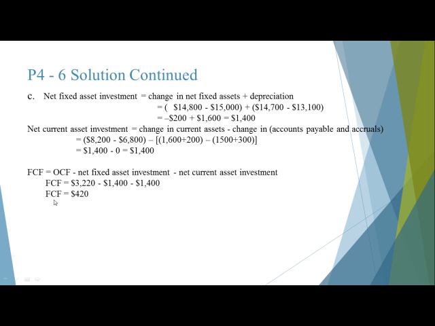The reason is that the firm's operation generates 3,220 in operating cash flow, and out of it, the firm uses $1,400 to invest in long-term assets and another $1,400 in current asset investment. So after the investment, the firm still has $420 left. That's the so-called free cash flow. Free in the sense that this $420 is free to be distributed to stockholders or creditors.